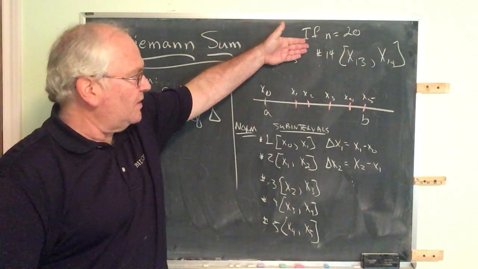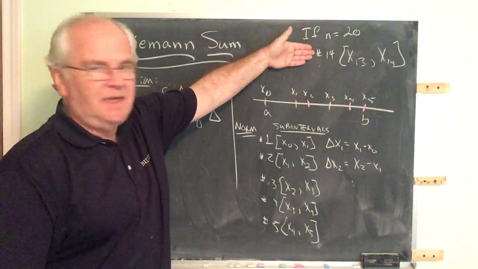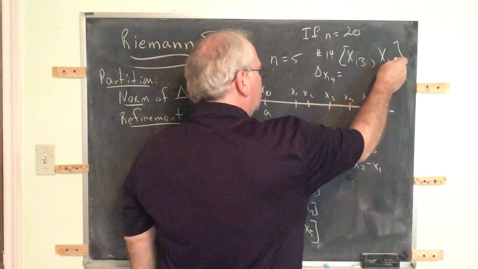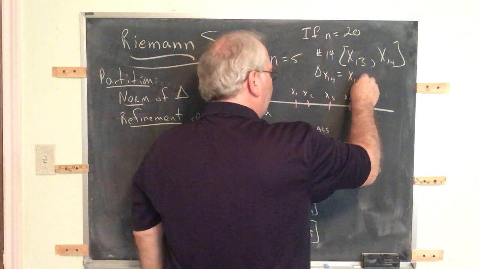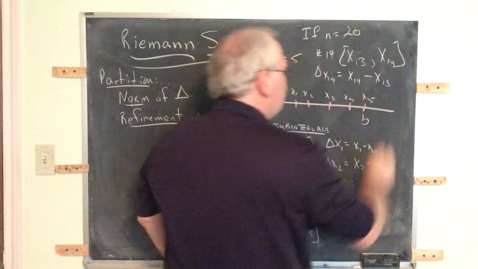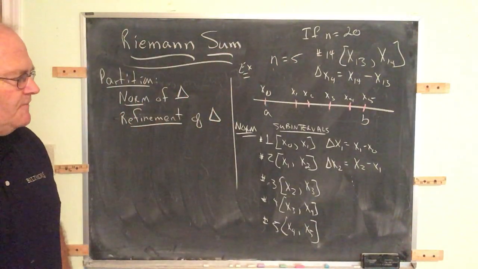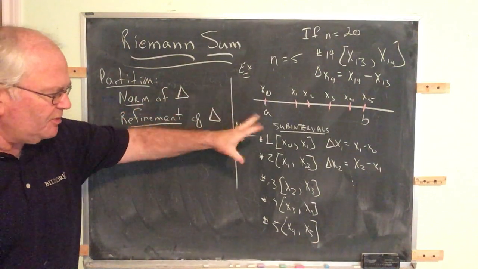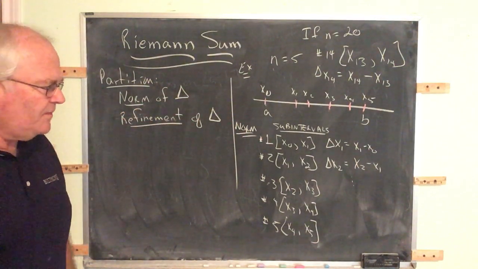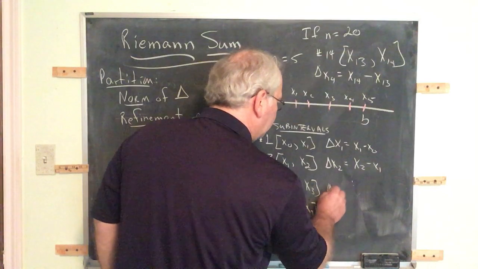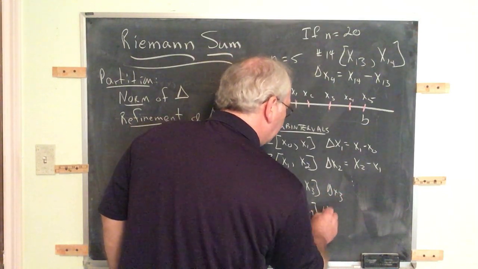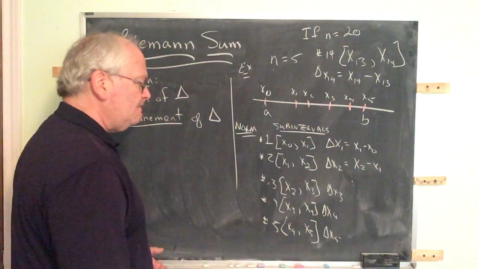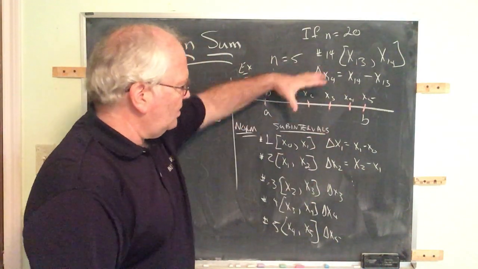In our other example, suppose we wanted delta x14, then we know delta x14 is given by the right endpoint, x14, minus the left endpoint, x13. So this is the standard procedure for labeling these. And this continues on down. We would have delta x3, delta x4, and in this case, delta x5 would be the last one. Each of these is a certain width.